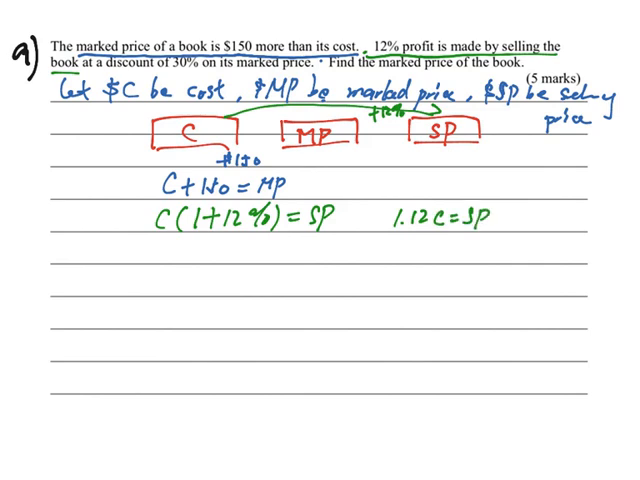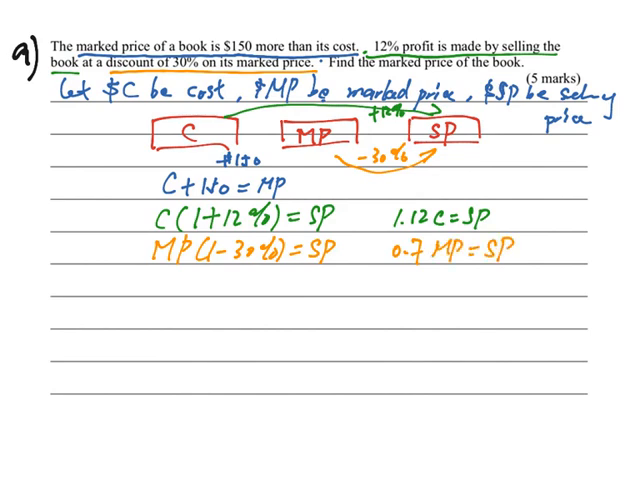Okay, lastly is about the discount. 30% discount on mark price. So mark price and selling price, we have 30% discount. So that means mark price times 1 minus 30% is equal to selling price. So we simplify, we can get 0.7 mark price equal to selling price. Now we have three equations. Finally, we need to find the mark price. So we'll combine these three equations together.